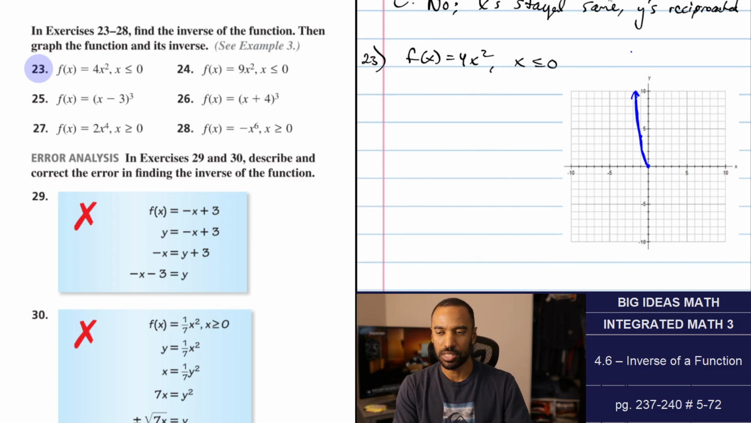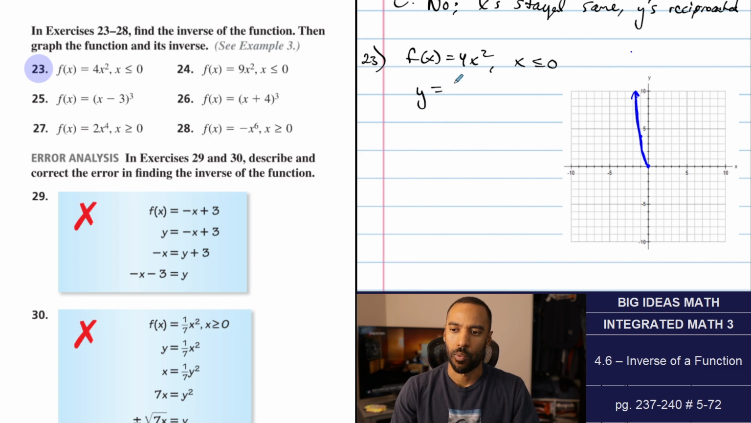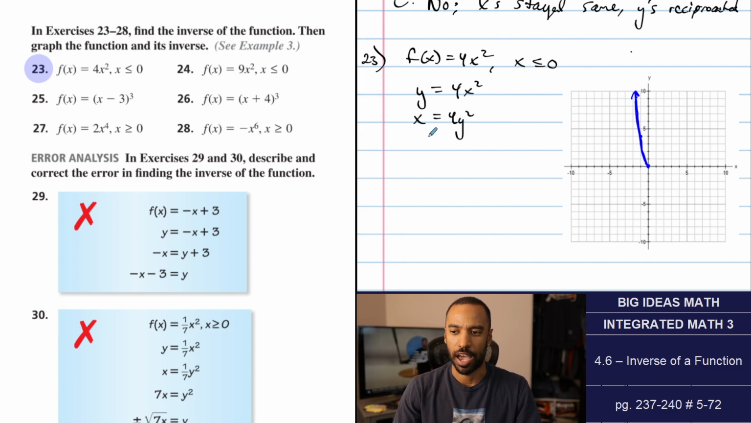So let's come up with its inverse. We'll turn this into y. We'll swap x and y. And then we'll solve for y all over again. We'll divide both sides by 4. I'll write it as 1/4.